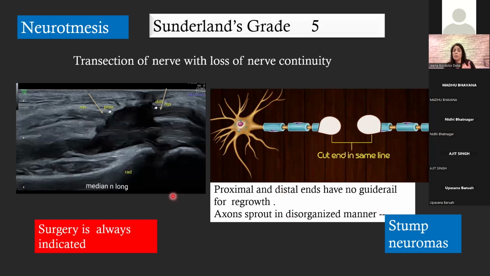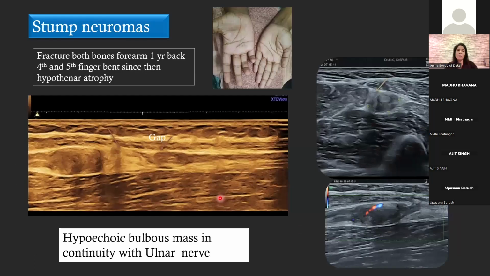So it is said that in case of transection of nerves, surgery should be done in order to prevent the formation of these tumors. So this was a case of a fracture of both bones of the forearm 1 year back, and there has been clawing of the fourth and the fifth finger along with atrophy of the hypothenar muscles.